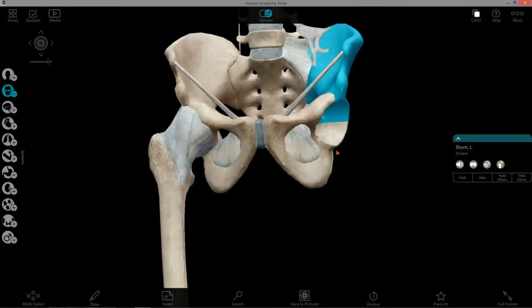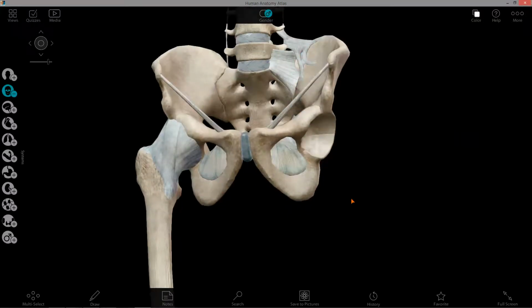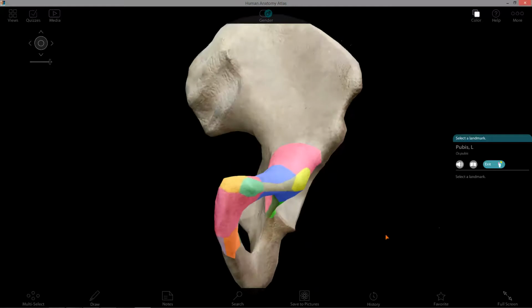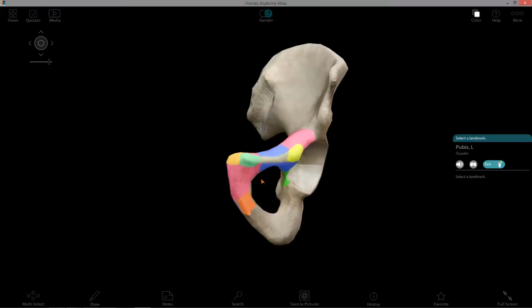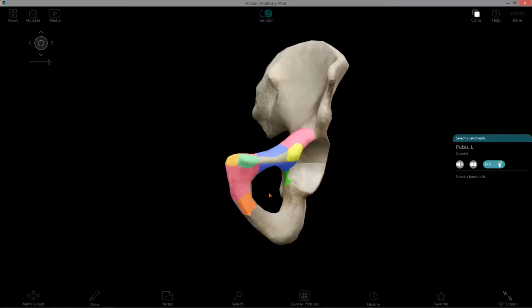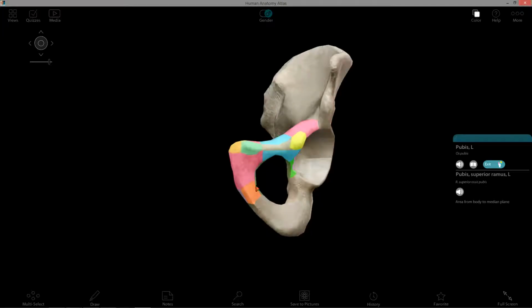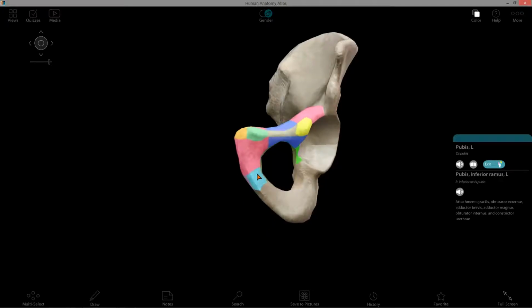Now on to the pubis. So the pubis, I'm just going to go back into this multicolor mode real quick. The only things I want to show you in here are the superior and inferior rami of the pubis. Here is the superior ramus of the pubis, and here is the inferior ramus of the pubis, which actually also joins with the inferior ramus of the ischium to form the ischiopubic ramus.